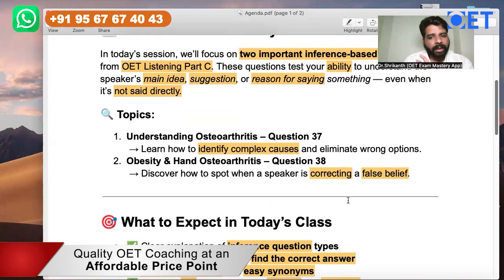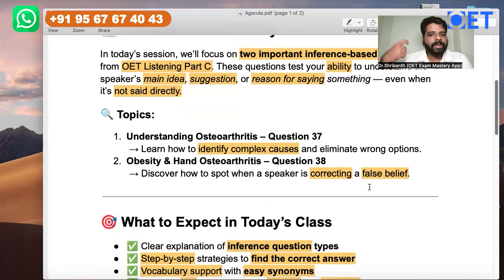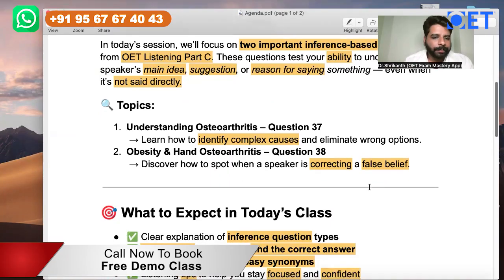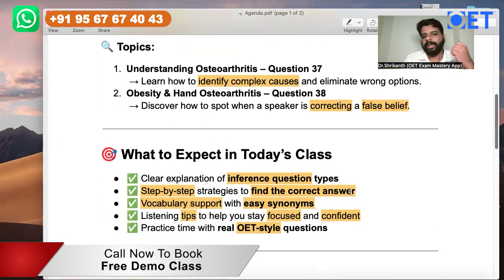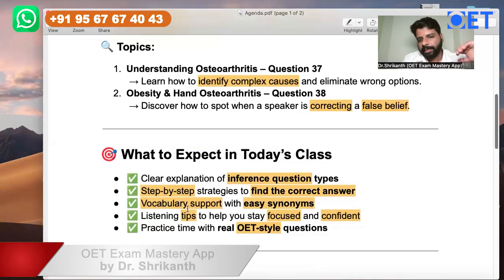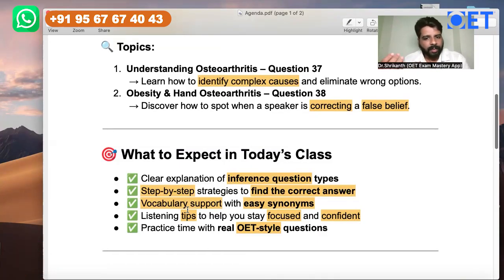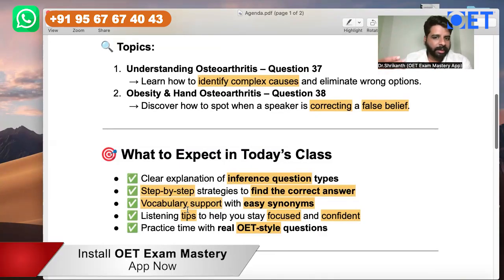The second one was about correcting a false belief. The false belief was an assumption, and here the entire reason for speaking was about correcting the false assumption or a myth. We had a very clear explanation of what inference type questions are. We went into a very detailed step-by-step strategy: comprehension, retention, detection, keyword analysis, verb analysis, elimination strategy, understanding from the perspective of the speaker, thinking like the speaker, identifying distractors, identifying the question stem. We discussed all that to find the correct answer.